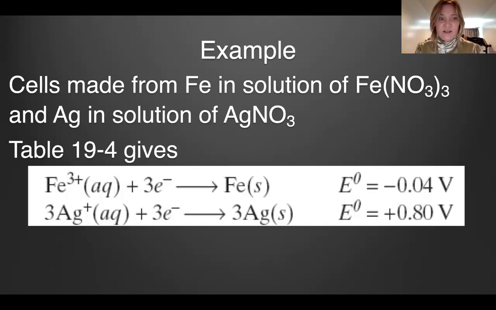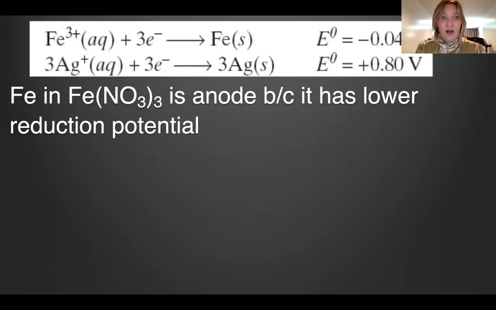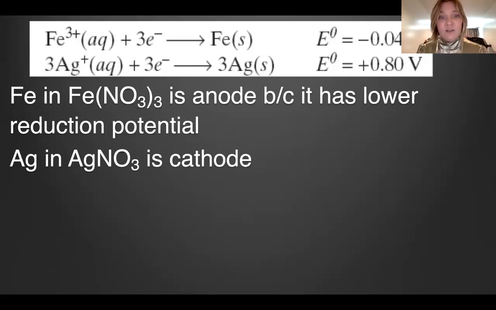You have to notice that in order for the electrons to balance, the silver half reaction is multiplied by 3, but we do not multiply the electrode potential. That's a big difference. So the iron in iron nitrate is the anode because it has a lower reduction potential, which makes silver the cathode.